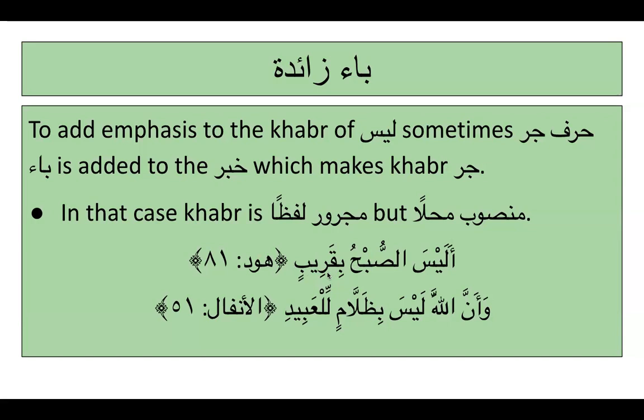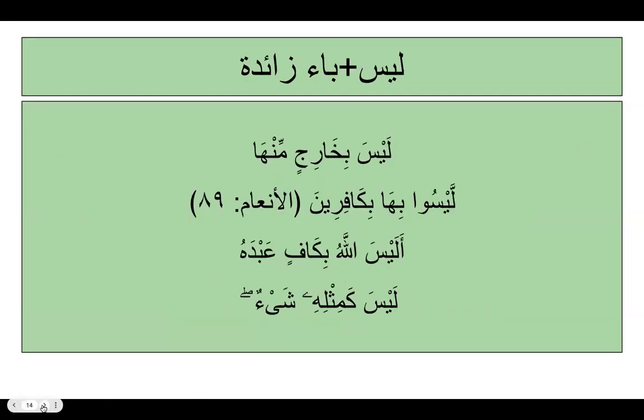Okay? If it is not ba zaida and it is jar wal majroor, just any ba, I'm going to call it jar wal majroor mutalliq bil khabar. But here, this ba is coming for emphasis, to make the sentence more emphatic. Therefore, I am going to call the jar wal majroor khabru laysa. Not any ba, and I'm going to show you that.